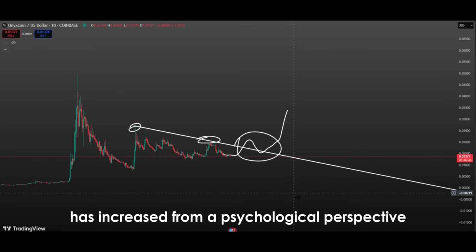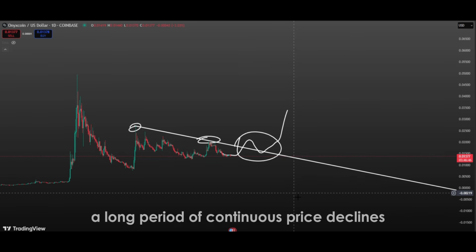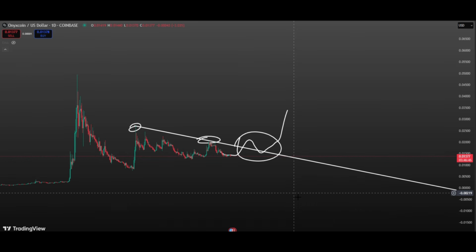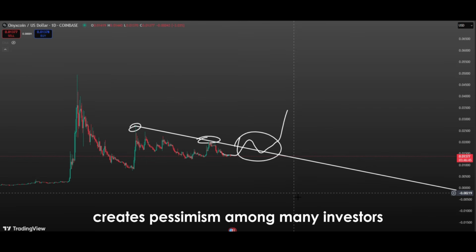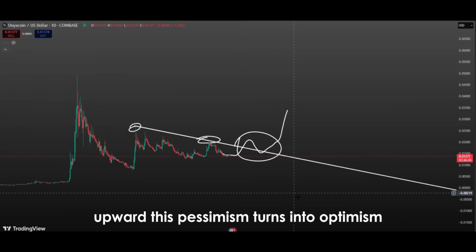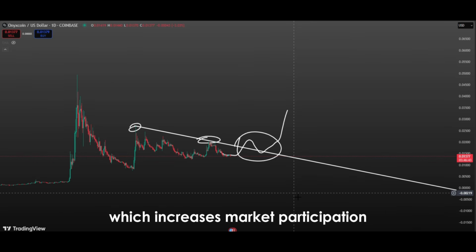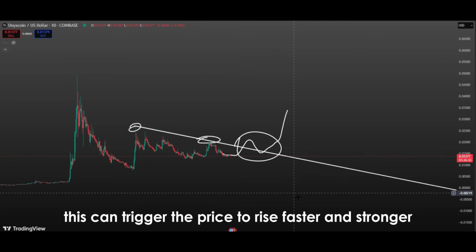From a psychological perspective, breaking a falling trend restores investor confidence. A long period of continuous price declines creates pessimism among many investors and delays buying decisions. However, when the trend line is broken upward, this pessimism turns into optimism. Especially technical traders see such a breakout as a buying opportunity, which increases market participation. This can trigger the price to rise faster and stronger.